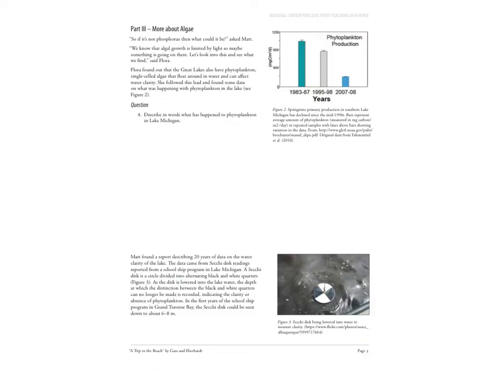So we have a lot of Secchi disk data, and we're going to move forward on page 4 with this information. But do note that in the first years of the school ship program, so last sentence right here, the Secchi disk could be lowered down 6 to 8 meters, and then they would not be able to see the real crisp black and white lines. So let's move on to page 4.